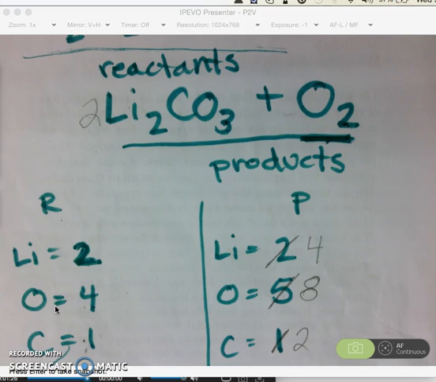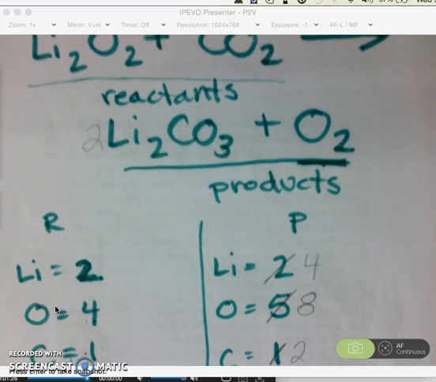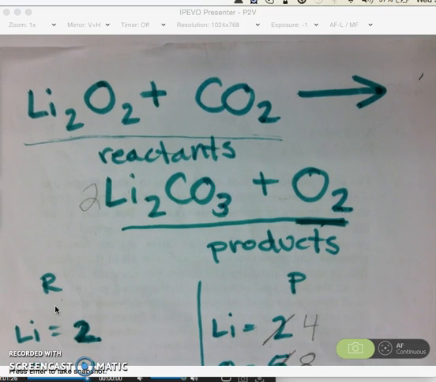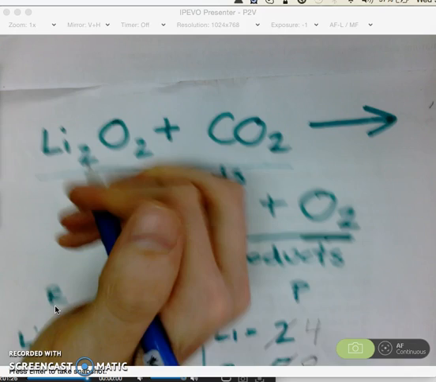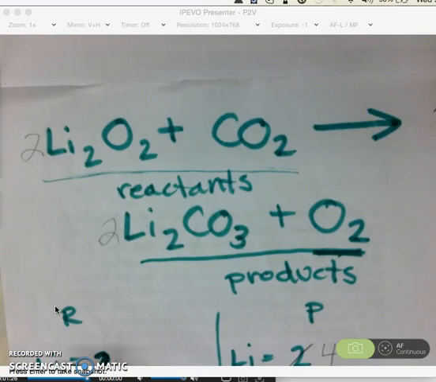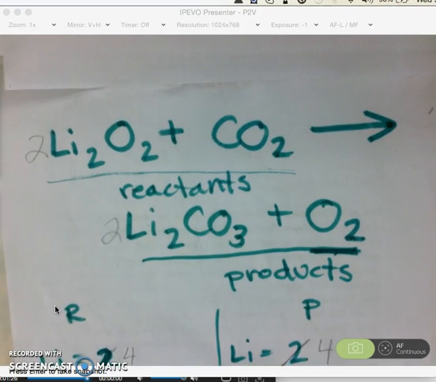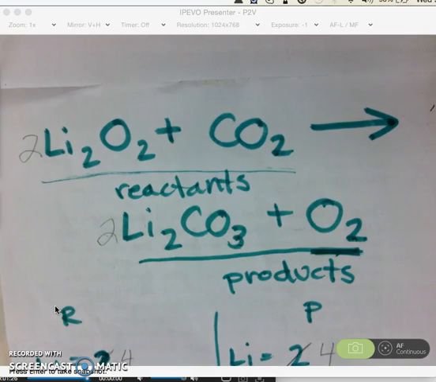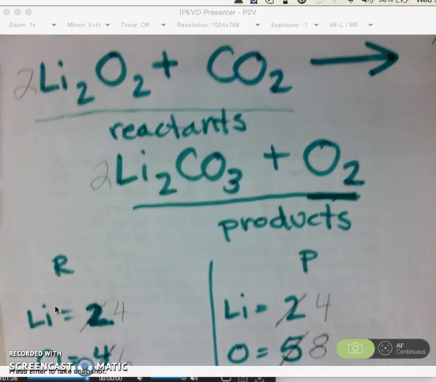Okay, so we go up to the top. Is there a way that we can balance our equations? So at this point, we can pretty much start wherever. So let's try and balance our lithiums, which would be a 2 in front of here. So now we have 4 lithiums and 6 oxygens.